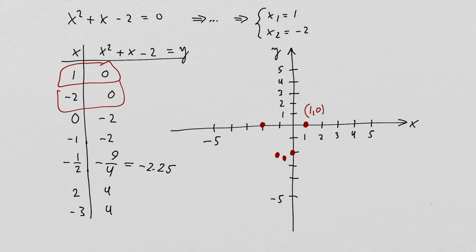Still couple of more values. If x is 2, y is equal to 4. And if x is minus 3, y has the same value. Based on these data points, we can draw the graph of the polynomial. So let's see. The polynomial will be a parabola like this.